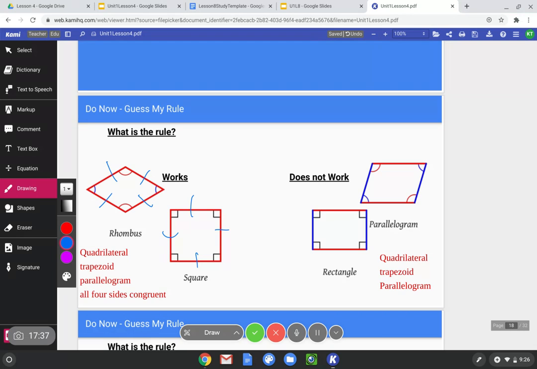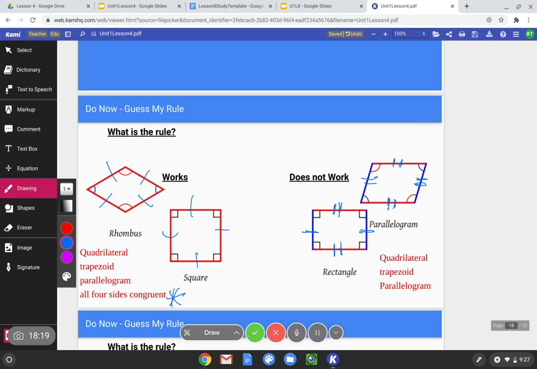Now let's go over to what doesn't work. The rectangle and parallelogram. What do they have in common? Well, both the rectangle and parallelogram are quadrilaterals, trapezoids, and parallelograms, with 2 pairs of parallel sides. Okay, so I'm seeing that what the square and rhombus have, that the rectangle and parallelogram don't, would be this. All 4 sides are congruent. Because look, the blue lines are 1 length, and then the red ones are longer. And same for the parallelogram. The red ones are longer than the blue ones.